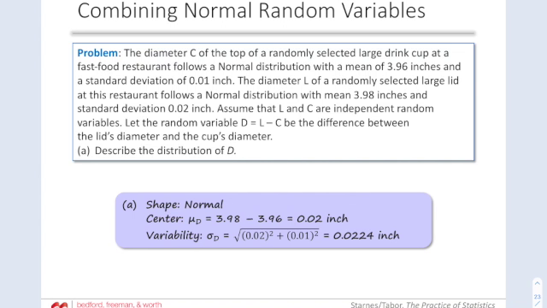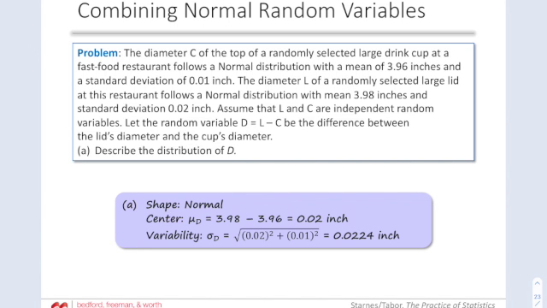So the diameter C of the top of a randomly selected large drink cup at a fast food restaurant follows a normal distribution with a mean of 3.96 inches and a standard deviation of 0.01 inch. The diameter L of a randomly selected large lid at this restaurant follows a normal distribution with a mean of 3.98 inches and standard deviation of 0.02 inch. Assume that L and C are independent random variables and let the random variable D equal the difference L minus C between the lid's diameter and the cup's diameter.